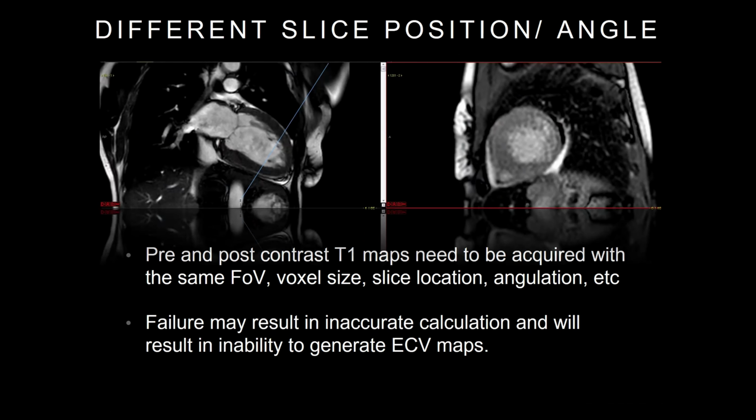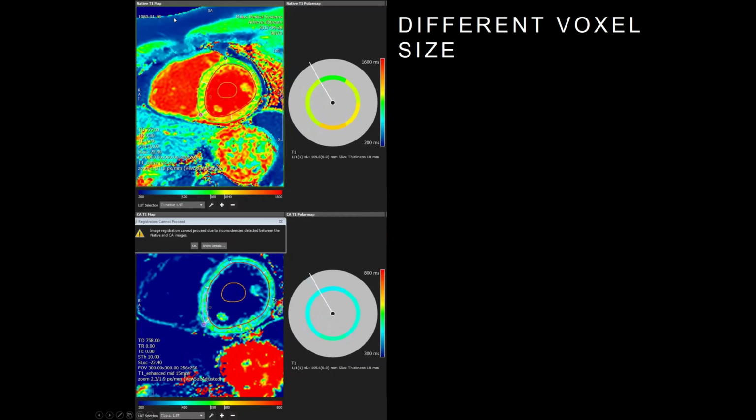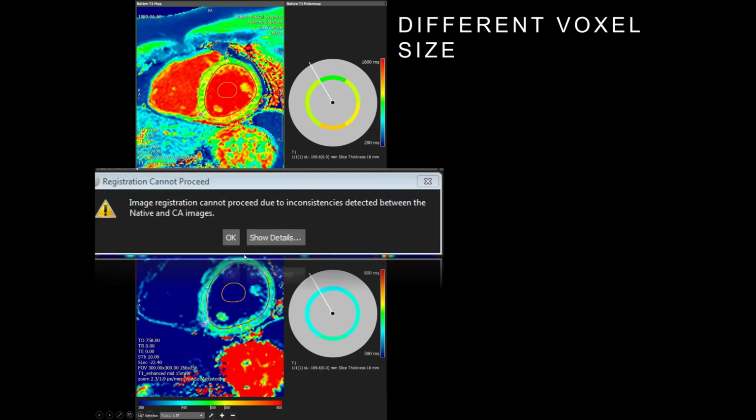Slice positioning. So if you look at the blue line, you can see there's the pre-contrast map, and here's the post-contrast map. And there's been a slight change in angulation, and that's enough to prevent you from using this slice to generate a polar map, for example. If there's a difference between the voxel sizes between these two scans, the pre and the post, again, it will stop you from conducting ECV analysis, and you have to revert to a calculator to do that.